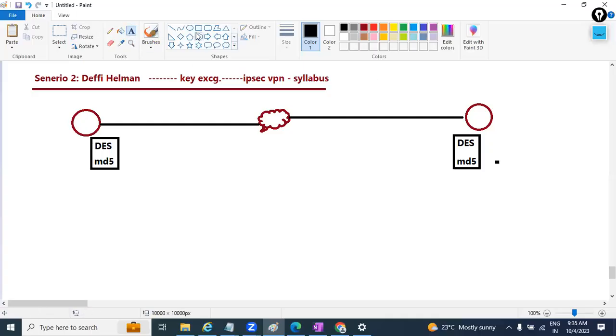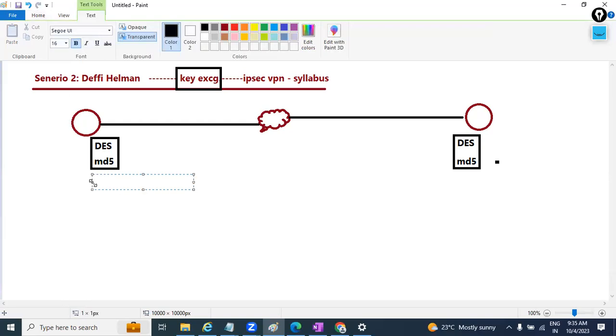Now, for key exchange, we have a method known as Diffie-Hellman. We have to decide, okay, I'm going to use Diffie-Hellman group 2, and I'm going to use Diffie-Hellman group 2 here. Diffie-Hellman has some groups: group 2, group 5, group 10, 15. That depends on their key size.